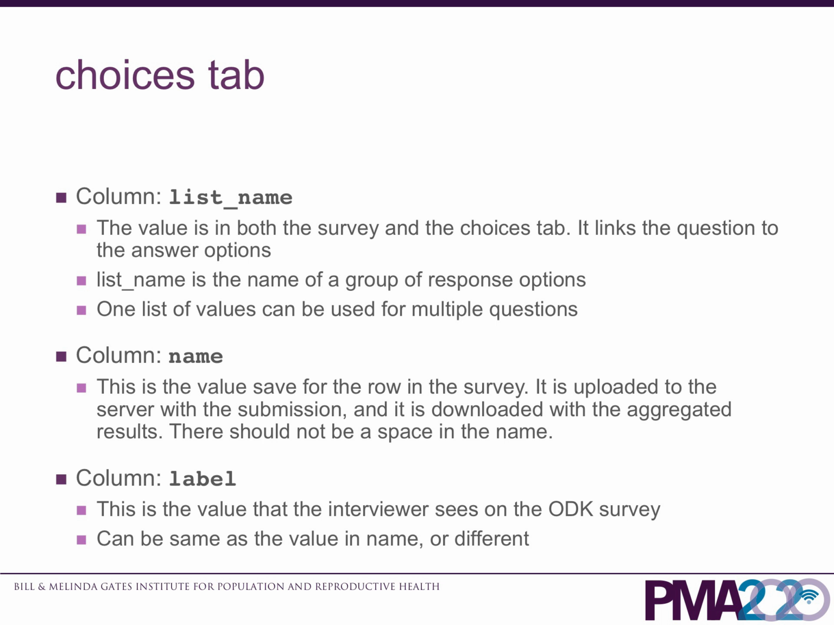The second column I want to tell you about is the name column. This is the value for the row in the survey. It is uploaded to the server with a submission, and it is downloaded with the aggregated results. There should not be a space in the name.